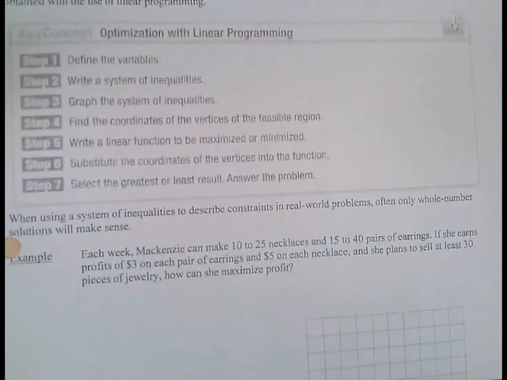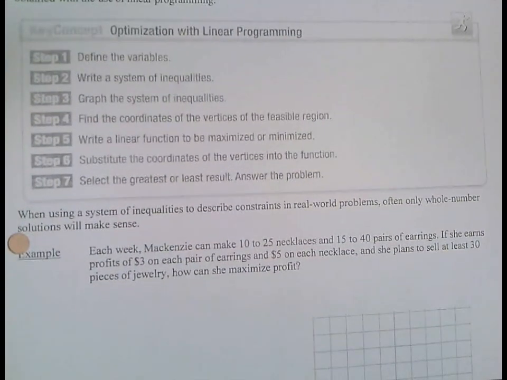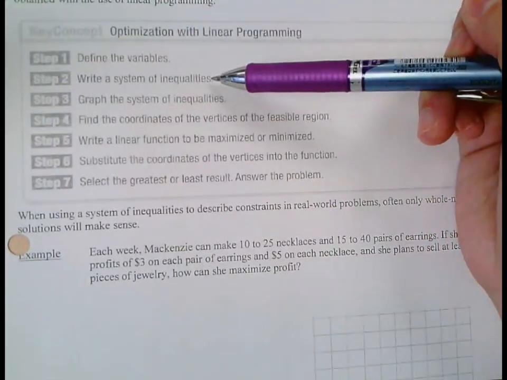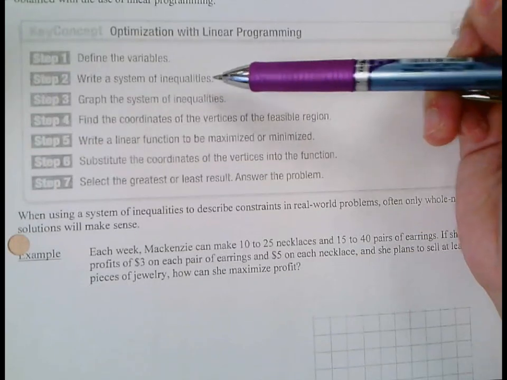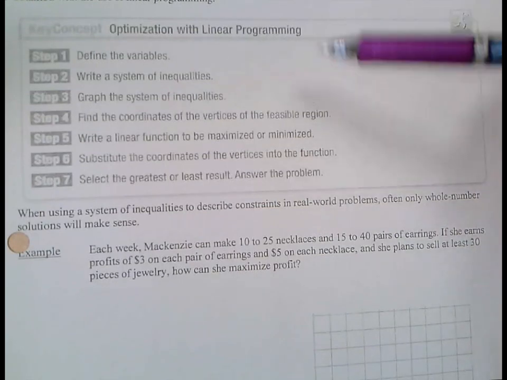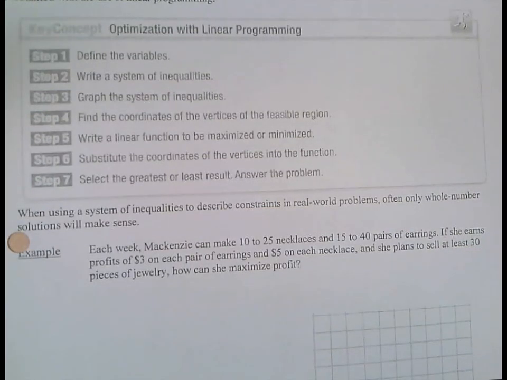So these steps that are listed here, what I want you to realize is this is the breakdown of everything you did yesterday. However, what you didn't have to do yesterday was in step 1, define your variables. In step 2, write a system of inequalities. And then in step 5, write a function to be maximized or minimized. Those were given to you. The rest of the steps is what you did yesterday.